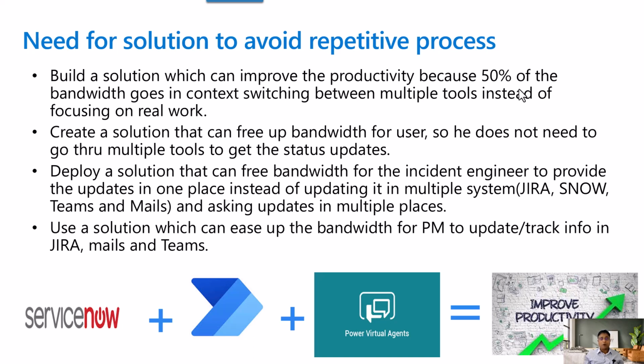We also need to deploy a solution which can free the incident engineer's bandwidth, because the incident engineer is again trying to communicate to multiple channels, trying to seek information from multiple channels. He's sending email, he's getting information from users via chat, right? So he has this issue that he needs to again go through multiple places. The same is applicable for the PM, who wants to track the progress of the incident. So all these team members need to go through Jira, ServiceNow, Teams and email, and many different tools. It depends upon the organization where you're working and what kind of standard tools you are using.